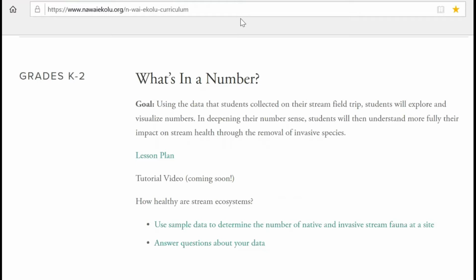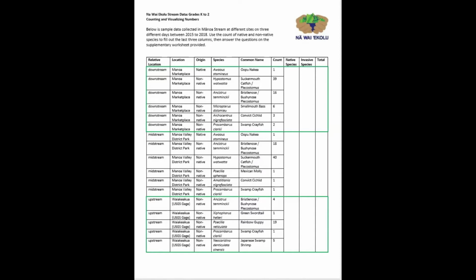The first link will require students to look through the data table provided, and the last link will require critical thinking skills so that students can answer questions about their data and come up with ideas to help solve real-world problems. The first worksheet is a database that shows data collected at 3 different sites along the Noah Stream.